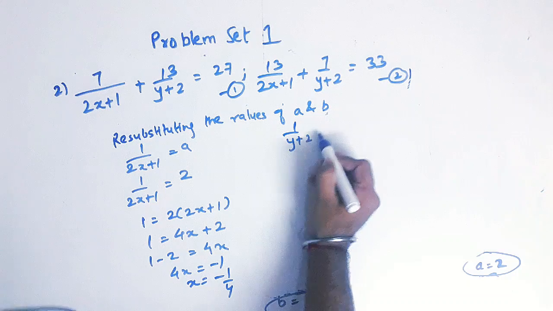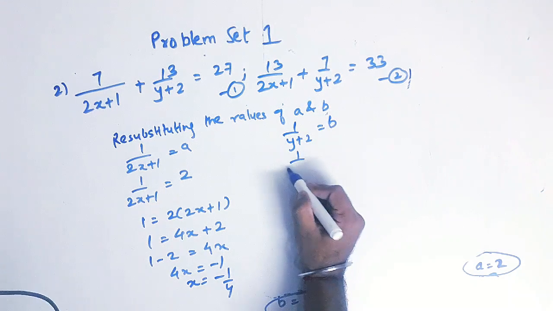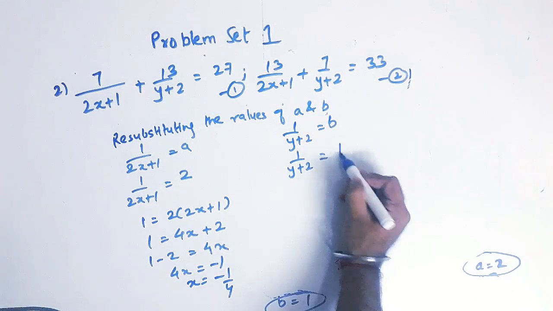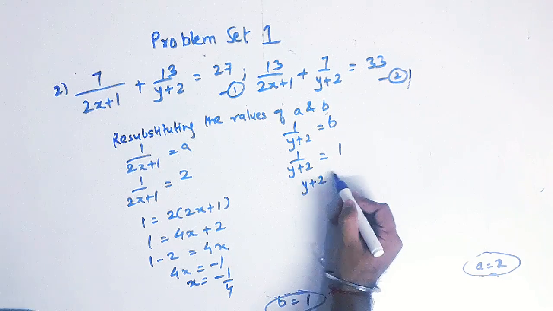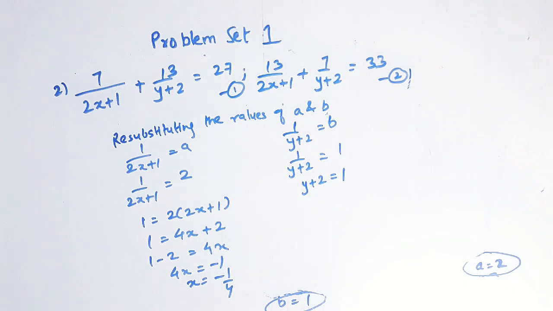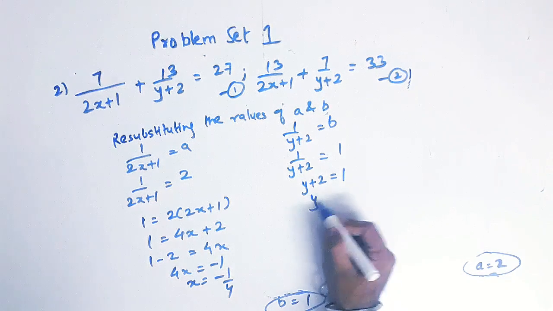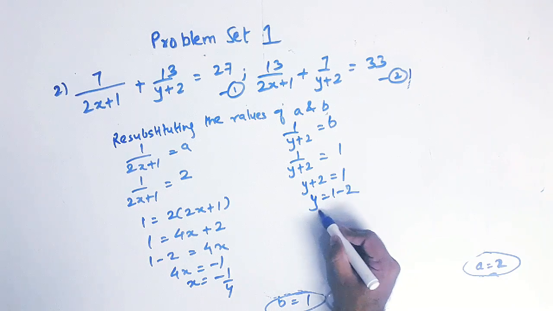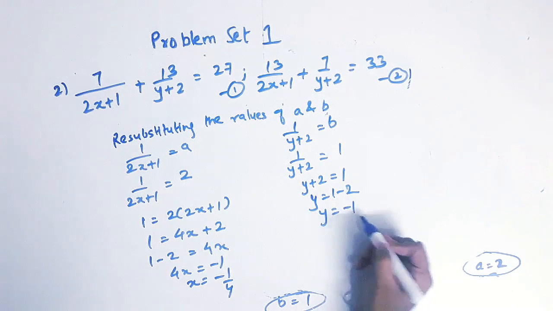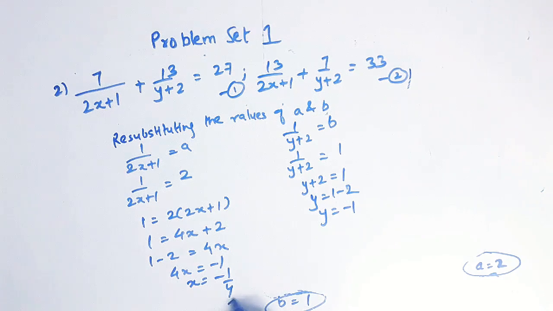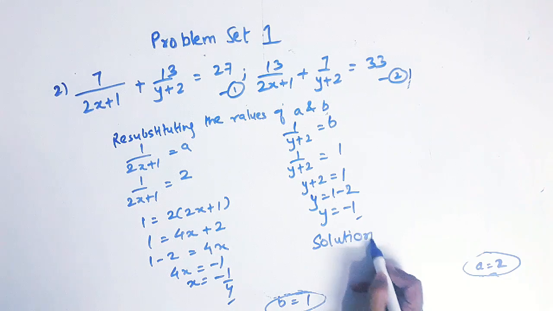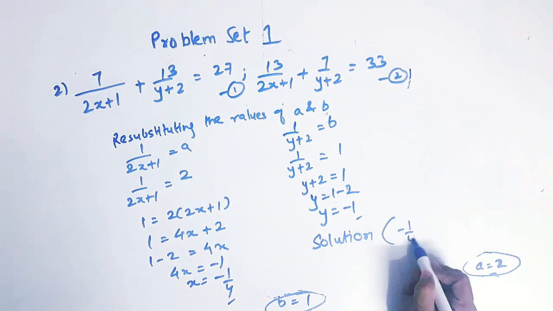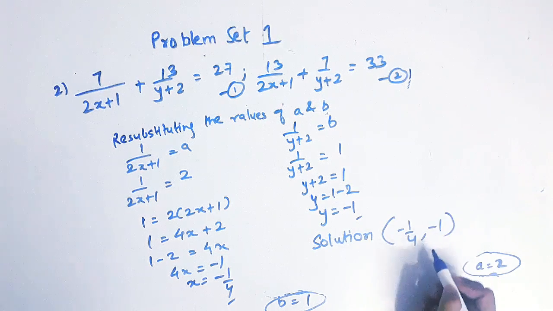Now we'll take the value of b. 1 upon y plus 2 equals to b. What is b? 1 upon y plus 2 equals to b was 1. Okay, so y plus 2 equals to 1. So y is equal to 1 minus 2, y equals to minus 1. So you got the value of x and y. You can write solution. What is x? Minus 1 by 4, and what is y?